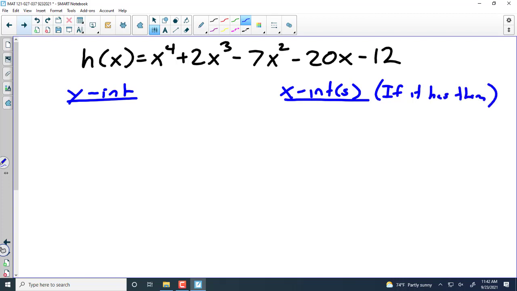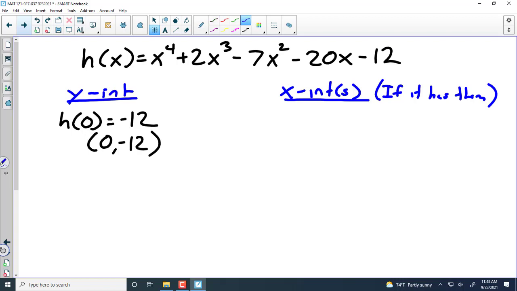Class, which one would you rather find, the y-intercept or the x-intercepts? The y-intercept, me too. I'll tell you why I'd rather find the y-intercept. Check this out. H of 0 equals negative 12. 0, negative 12. Done.